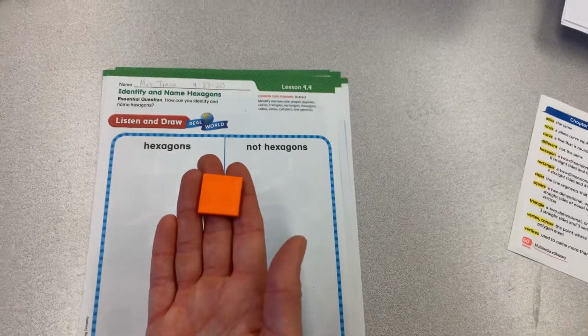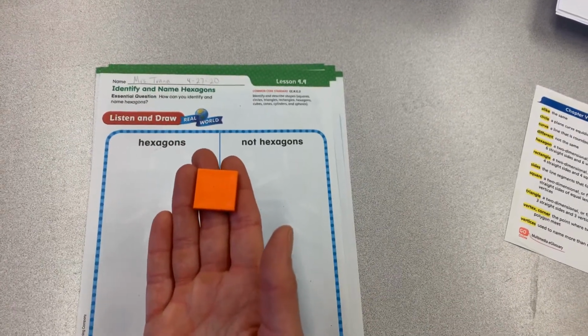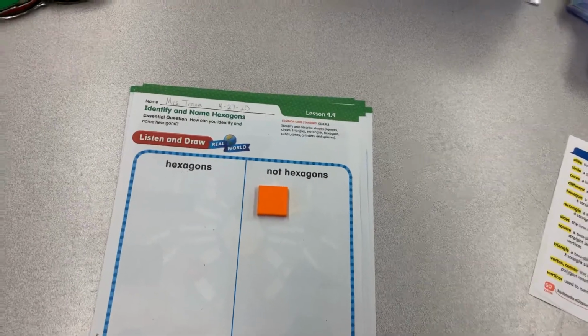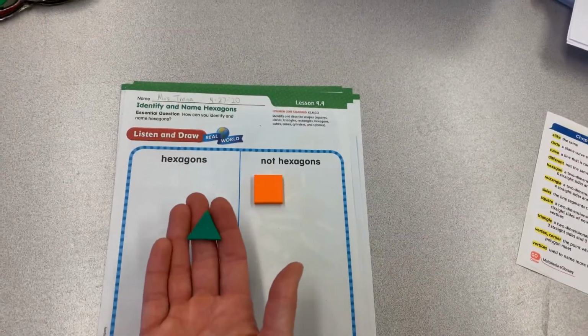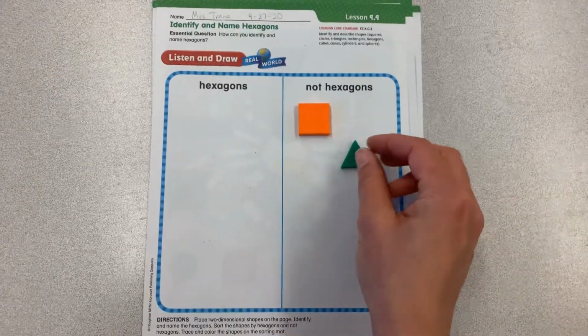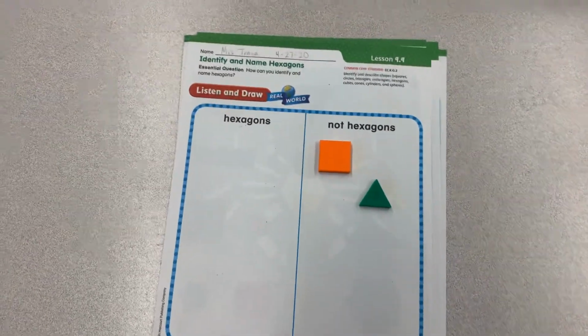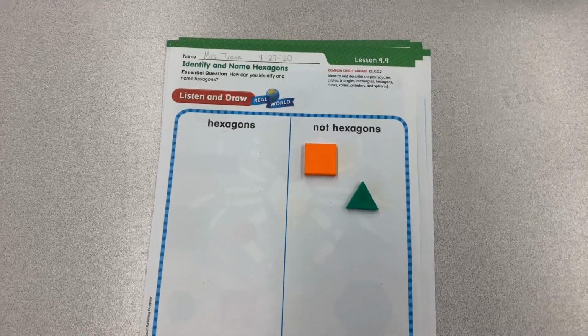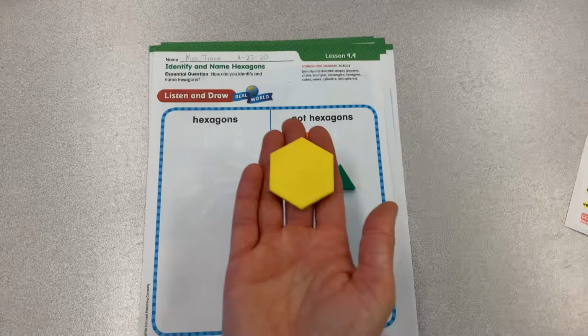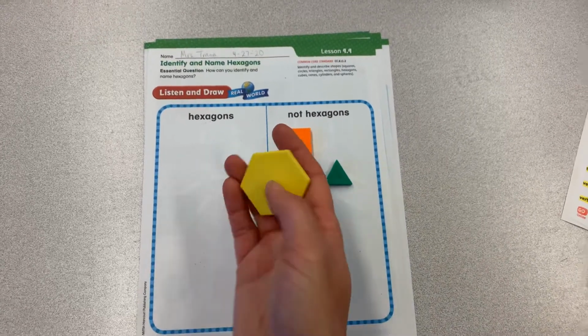What is this? A square. Good, I'll put it on that side. All right, what's this? Good, a triangle. That is not a hexagon. How about, what about this one? What's this? Ah, it is a hexagon.